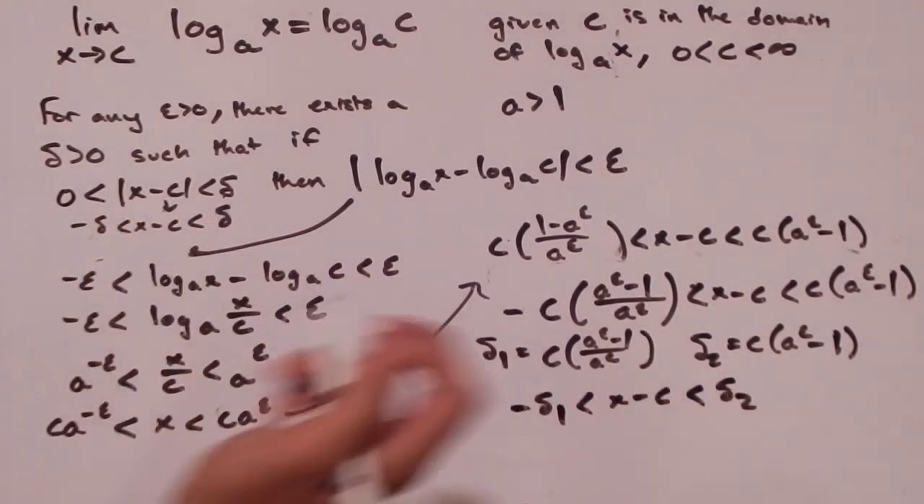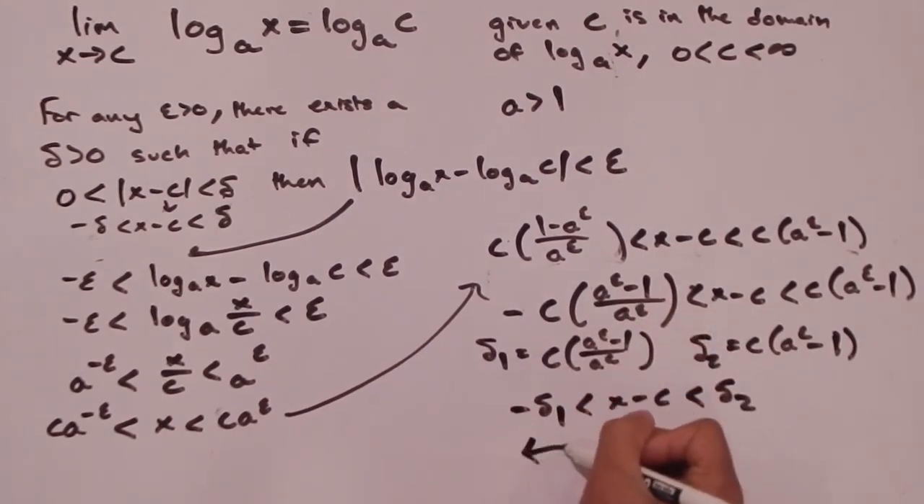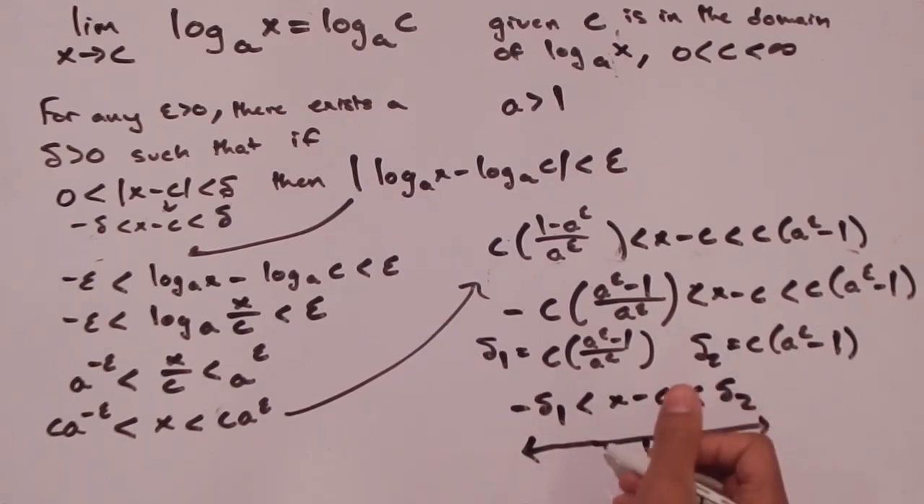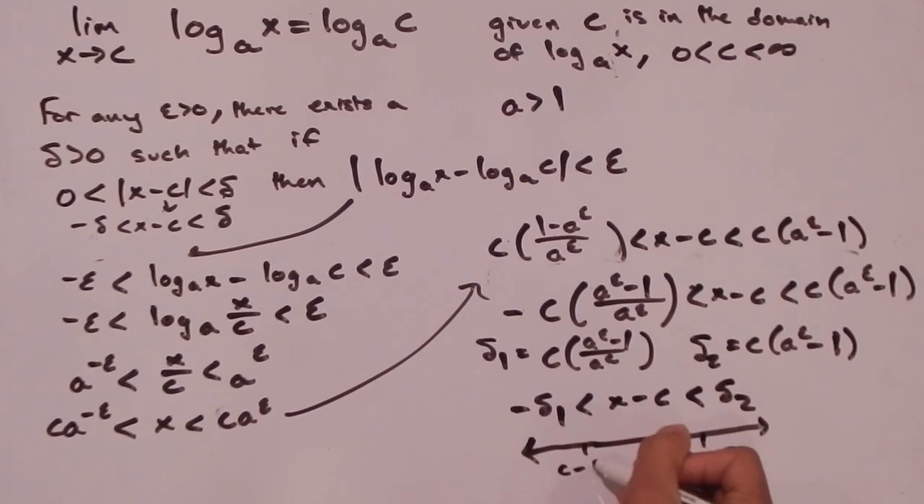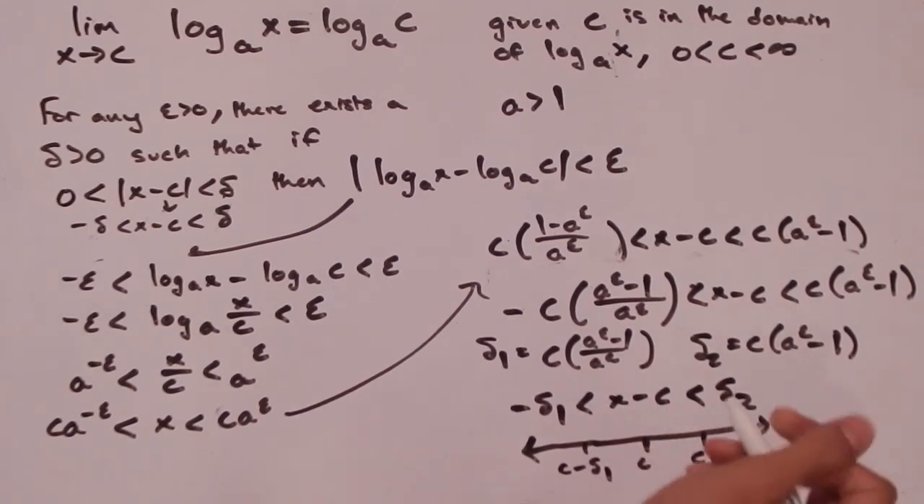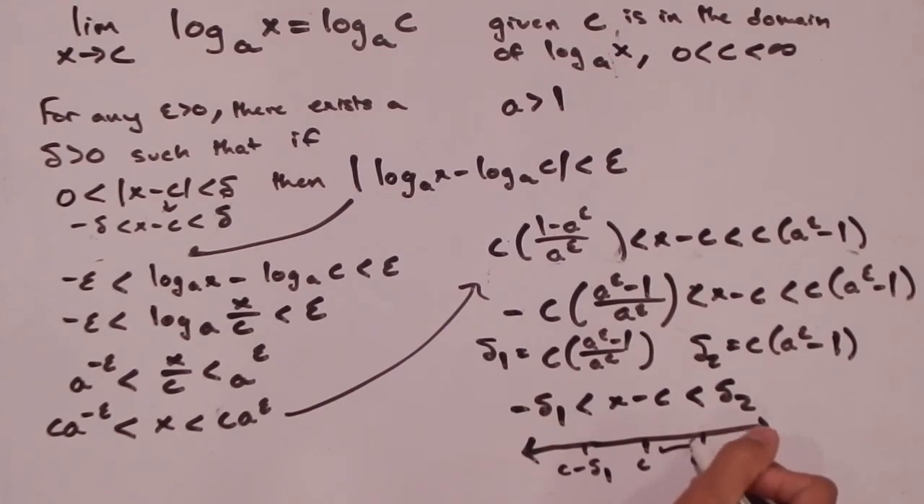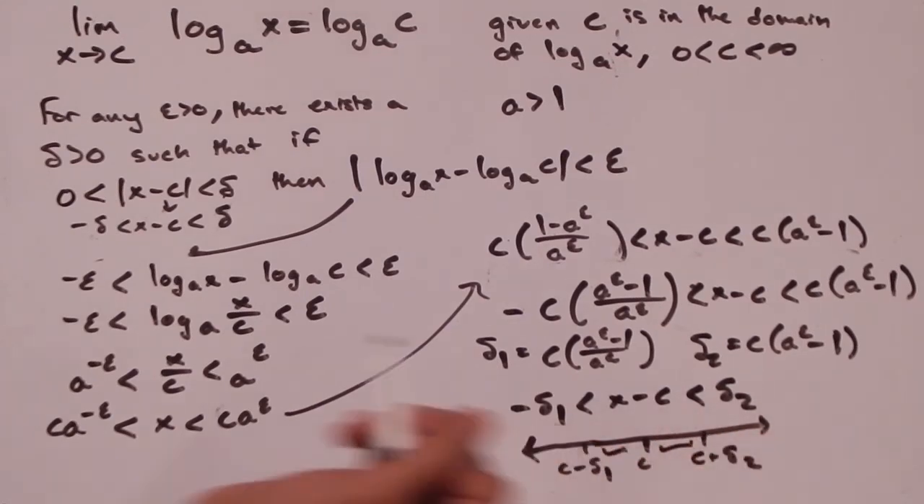And if you remember that number line I drew, we can draw it out and see for what x values this inequality holds true. It turns out it holds true for x values, as you might have guessed, from c to c plus delta 2 and c to c minus delta 1. Now remember, delta 1 and delta 2 are different sizes, so the sizes of these two spaces are actually different.